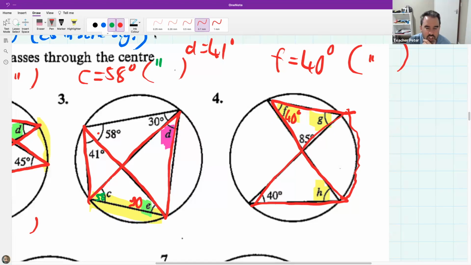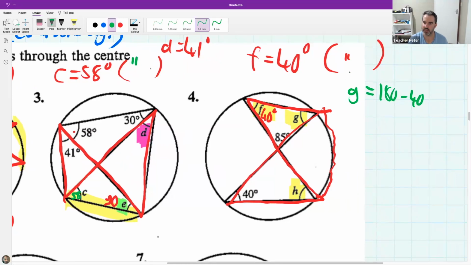How am I going to find G? It feels like with G, I need a different idea. I think that you've all noticed that this is a triangle, and the sum of angles in a triangle, yes. So 180 minus 40 minus 85, and that should give us, can someone help me here? 55. I get 55.